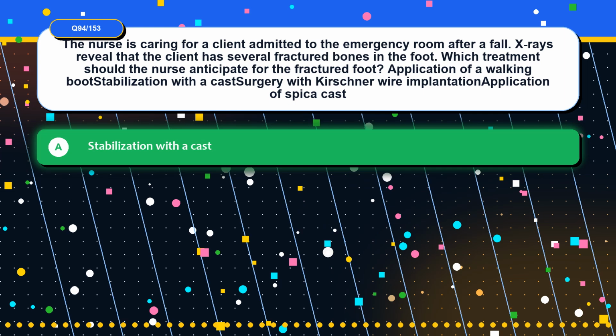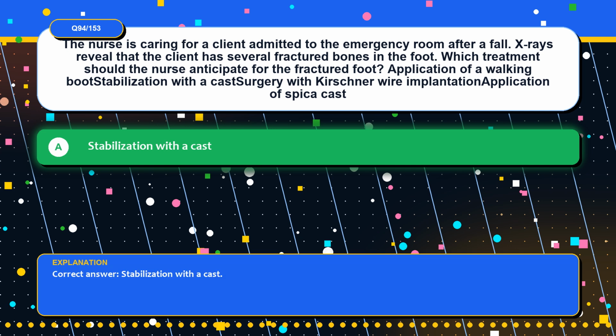The correct answer is option A. Stabilization with a cast. Correct answer, stabilization with a cast.